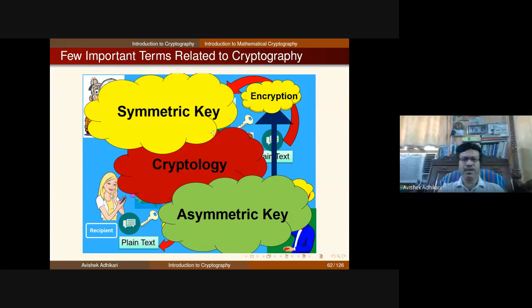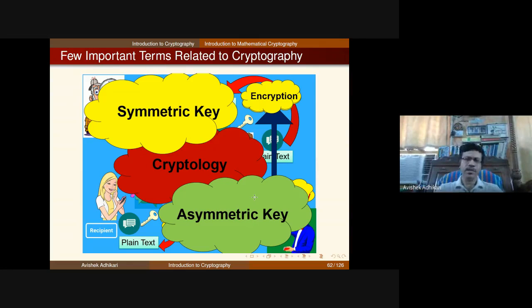Now if the two keys happen to be different, then we call it an asymmetric key. In our course, I will give you a few examples of symmetric keys as well as asymmetric keys. Both kinds of schemes are within our syllabus, and I will discuss in detail how they are made.